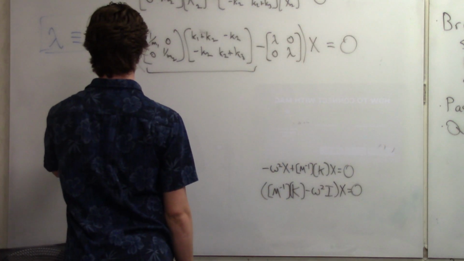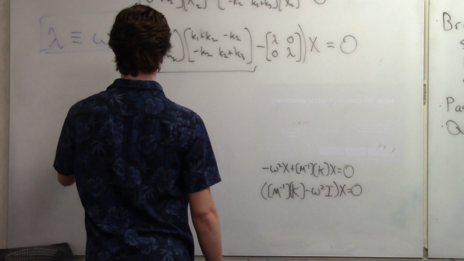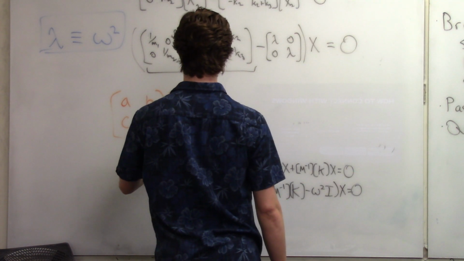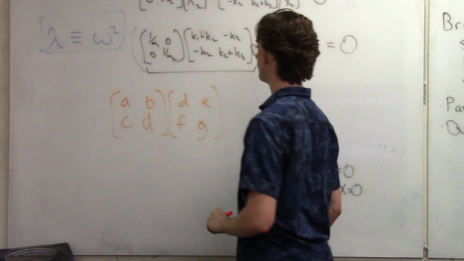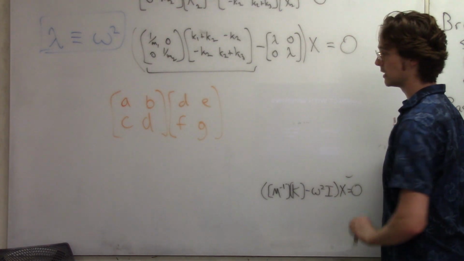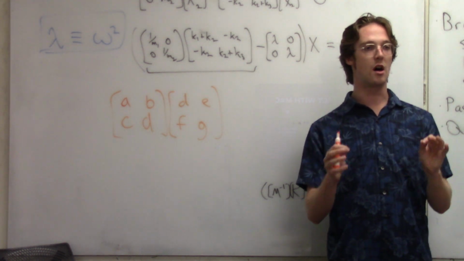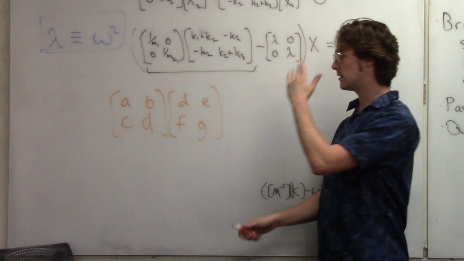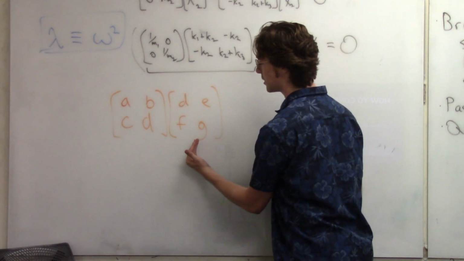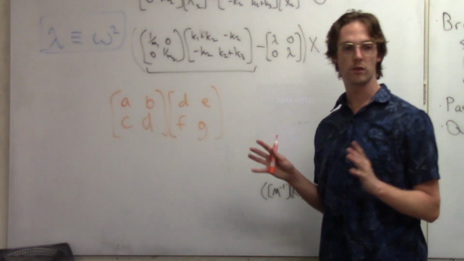I'm going to have A, B, C, D times D, E, F, and G. When we are multiplying matrices, there's a very specific order, and matrix multiplication is non-commutative, which means that this matrix times this matrix is not equal to this matrix times this matrix. So when you have them set up like this, it's very important that you remember the order.